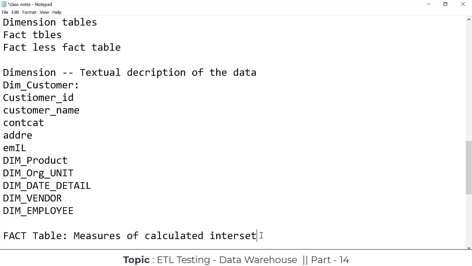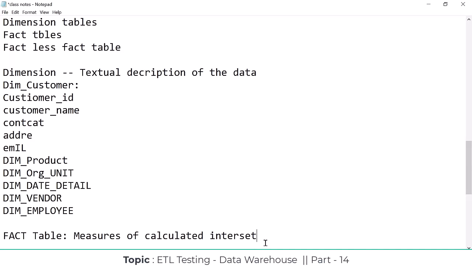No. So the fact table is nothing but the measures of calculated data. It is going to store the numerical data. Along with the numerical data, it is going to store the dimension table reference keys, meaning foreign keys, into the fact table.